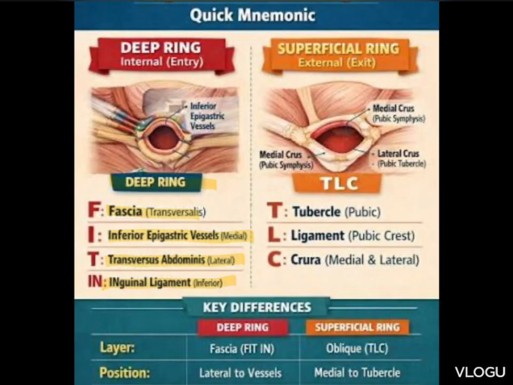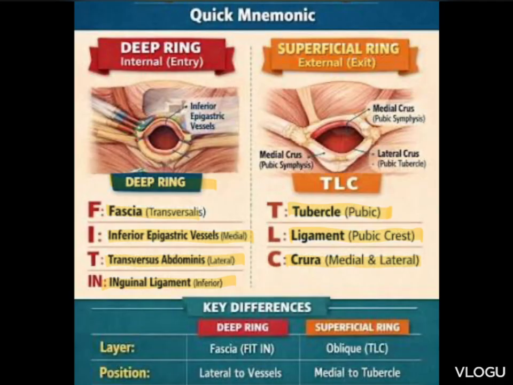If you are seeing the superficial ring, it is oblique, and you can see the pubic tubercle, the ligament on the pubic crest, and the crura, medial and lateral. So if you know this anatomy, you can easily do the physical examination and the special tests for hernia. That is why this anatomy is very important in the hernia topic, because in exam settings the doctor can ask this type of question.